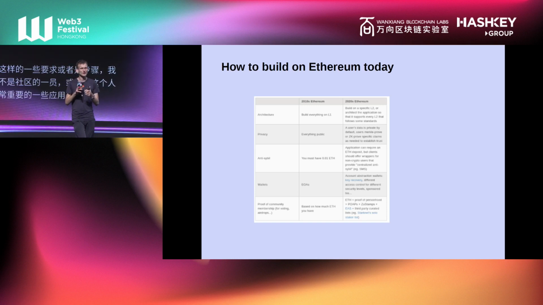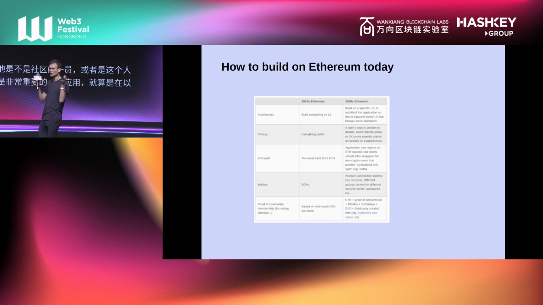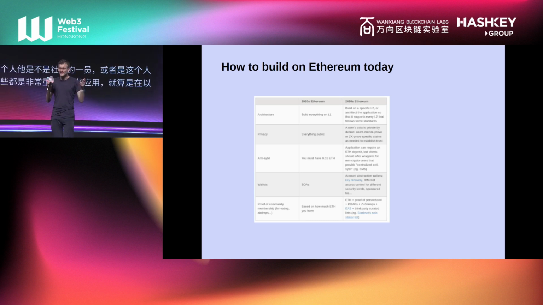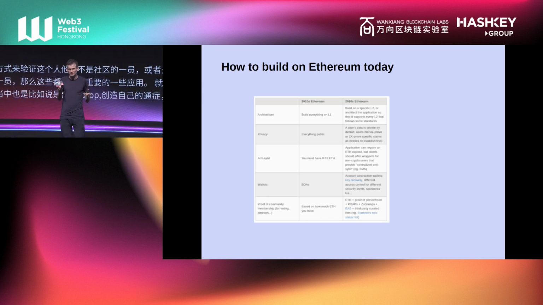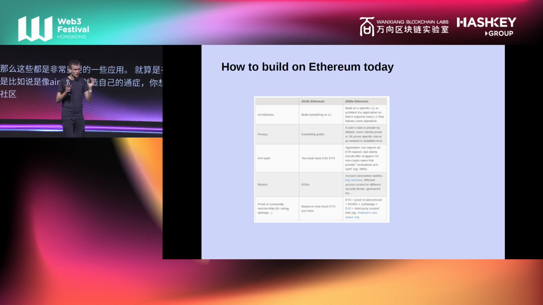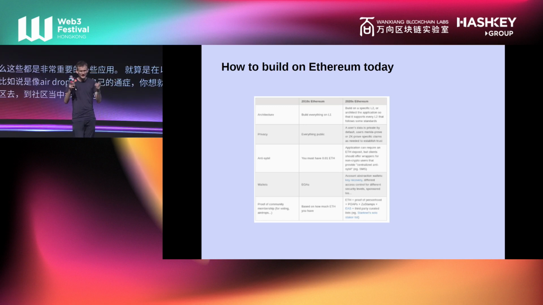So for example, airdrops. If you create a new token, you want to widely distribute that token to people who are in your community, to people who are part of your ecosystem, who are not just going to dump the token and forget about the project.